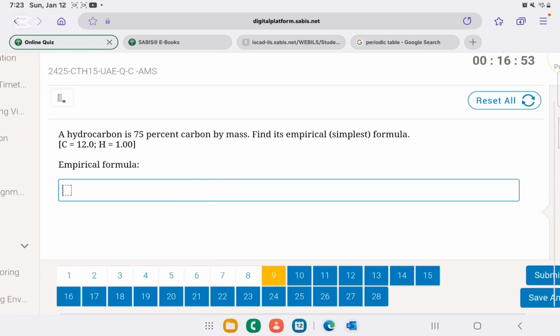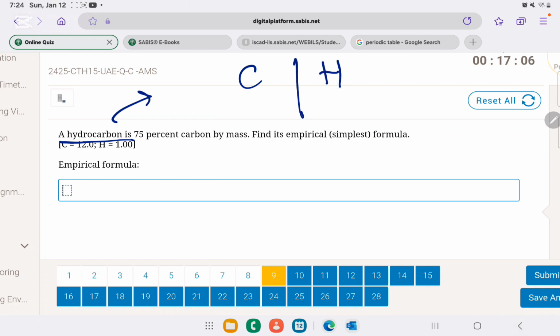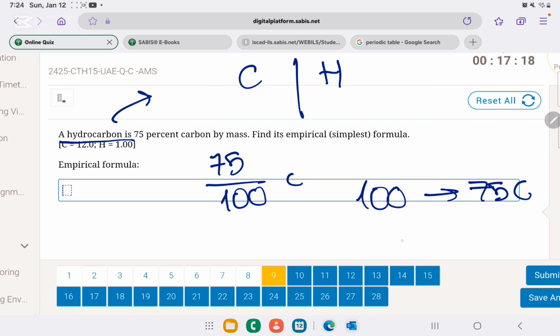A hydrocarbon is 75% carbon by mass. Find its empirical formula. A hydrocarbon is just carbon and hydrogen. It is 75% carbon by mass, so out of 100 grams, 75 grams is carbon and the rest is hydrogen. To find the rest, do 100 minus 75, which gives 25. So 25 grams of hydrogen and 75 grams of carbon.